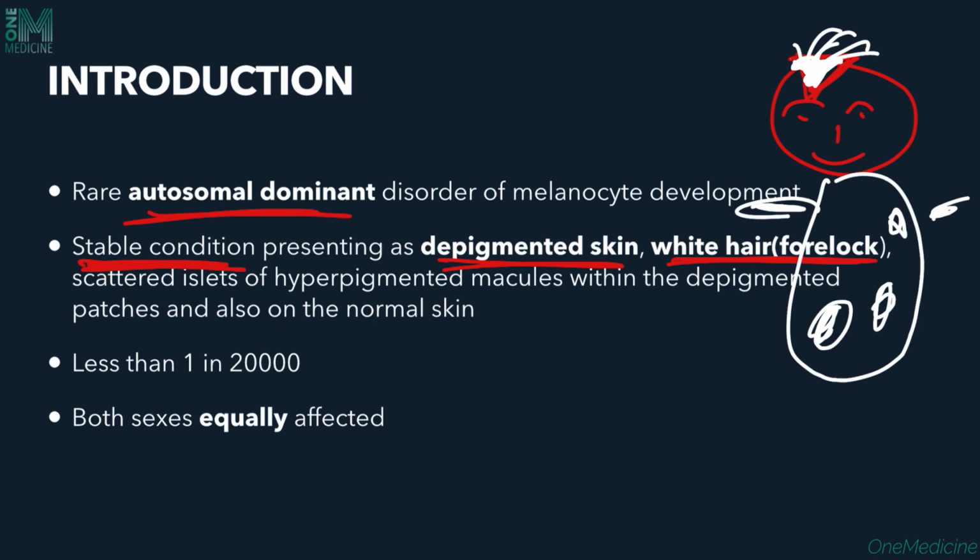The associated feature is that in these depigmented patches, there will be scattered hyperpigmented macules. So hyperpigmented macules can also be present within the patch. This is the manifestation that it basically has. It is seen in 1 in 20,000 births, and males and females are both equally affected in this condition.